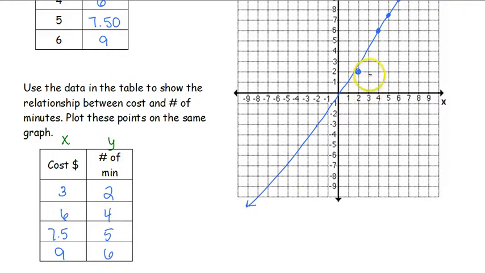So this is now our x and this is now our y. So we've got (3, 2), (6, 4), (7.5, 5), and (9, 6). Again, we're going to connect these points, and your graph should look a lot better than mine. I'm not able to use a straight edge. You can use a straight edge so that you have nice, clean lines.